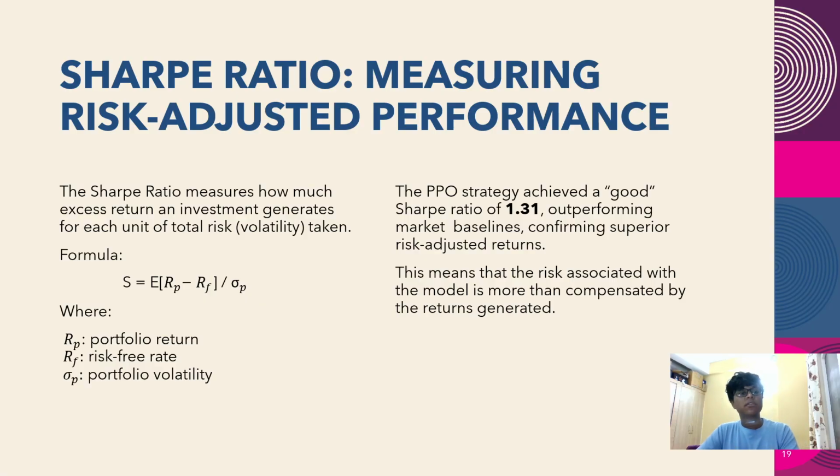The PPO has achieved a Sharpe of 1.31, which is well above 1, which is a standard baseline. Below 1, it's considered poor. So that shows that the risk associated with the model is more than compensated by the returns generated. It is producing 1.31 units of return for every 1 unit of risk. That shows it is much better than a random model and that the risk is worth it.